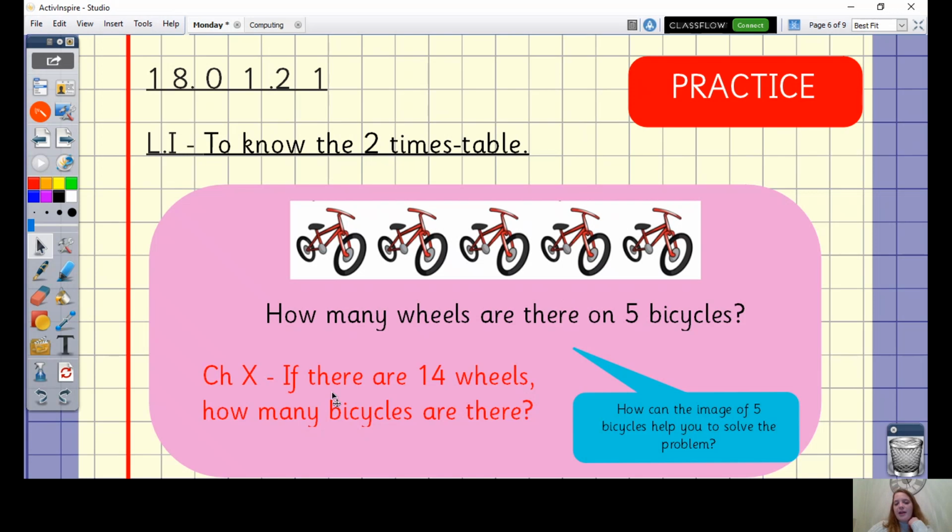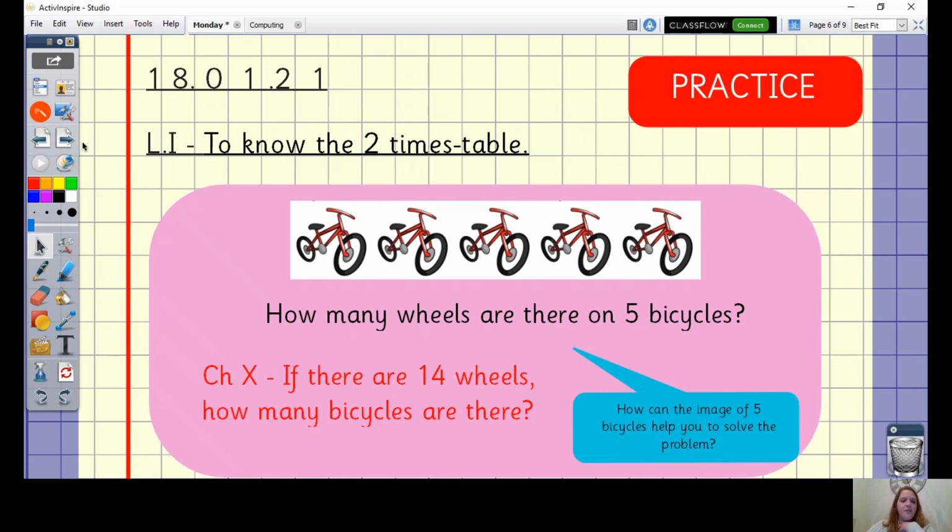And the challenge X, maybe you had a chance to have a go at this question. If there are 14 wheels, how many bikes are there? There are 7 bicycles if there are 14 wheels.